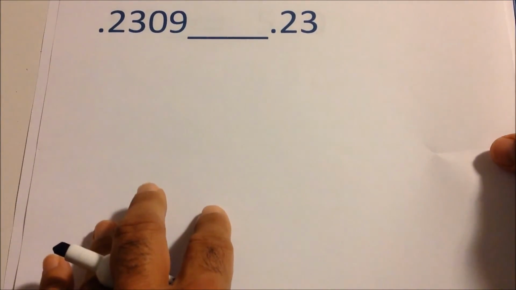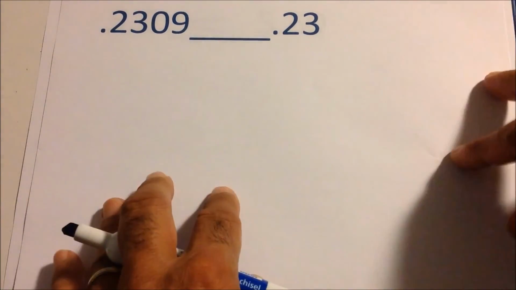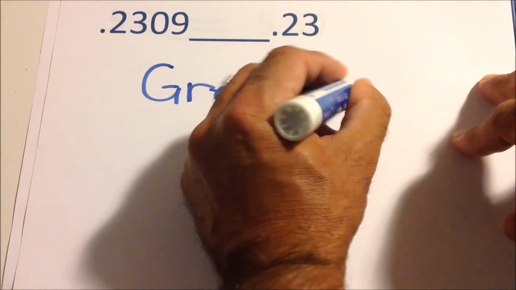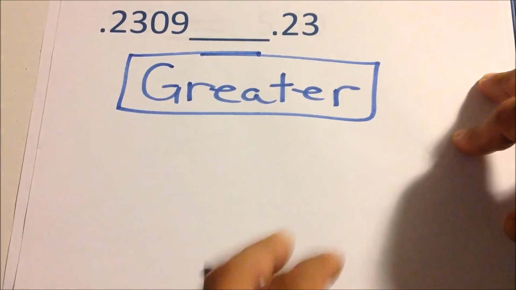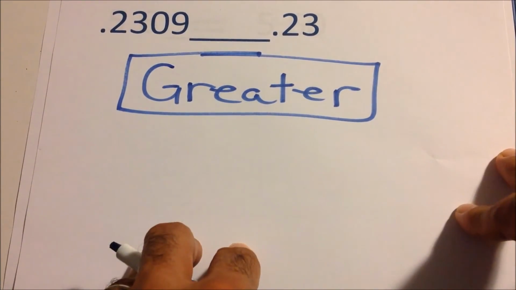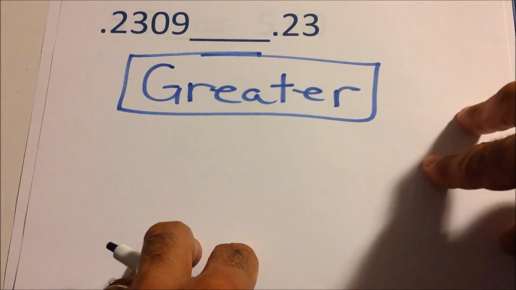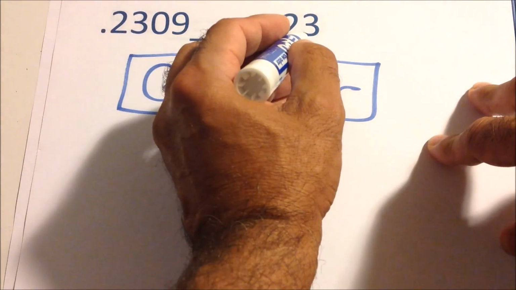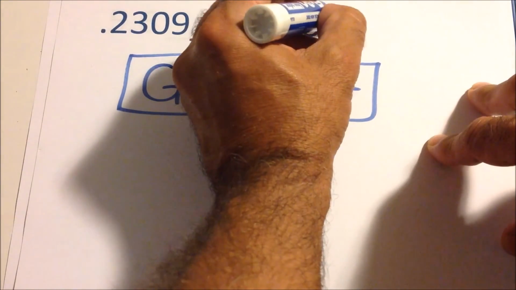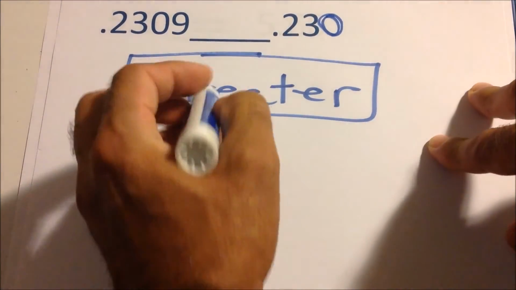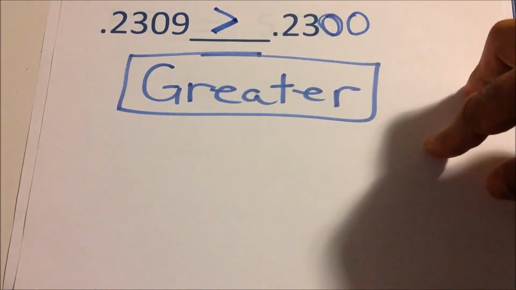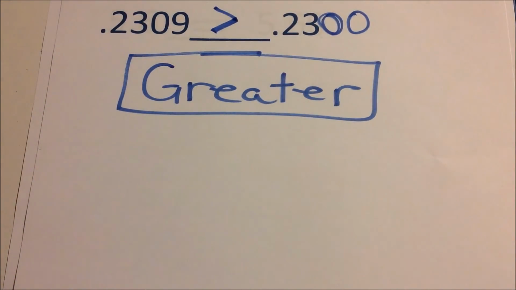Now let's try one more. What do you think? Which one's the bigger? Again, I said bigger. You have to say greater. The greater number. What is the greater number? Well, they both have a 2. They both have a 3. This has a 0. So does this. There's a 0 there. Just invisible. This has a 9, and that would have more zeros. So 0.2309 is the greater number.